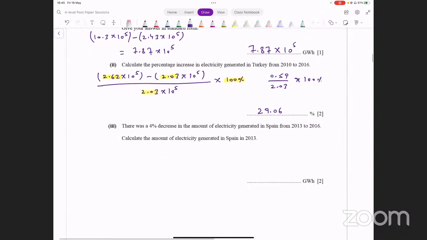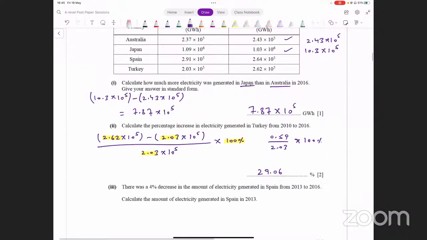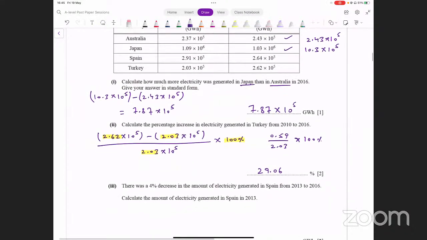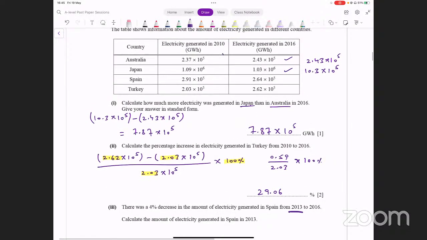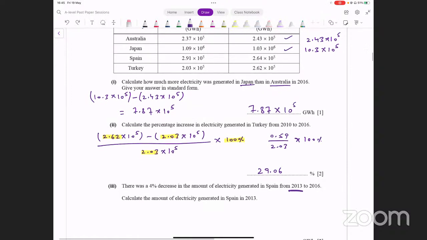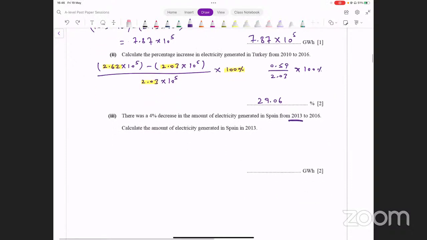Now it says there was a 4% decrease in the amount of electricity generated in Spain from 2013 to 2016. Calculate the amount of electricity generated in Spain in 2013. Okay. अब स्पेन में उसने क्या कहा है? उसने कहा है 2013 से 16 में. अब देखें 2013 का डेटा हमारे पास नहीं है, हमारे पास 2010 और 2016 का डेटा है. 13 to 16, the electricity generated reduced by 4%. Now let me write down those numbers here. 2013 में जो electricity generated थी हमें वो नहीं पता.